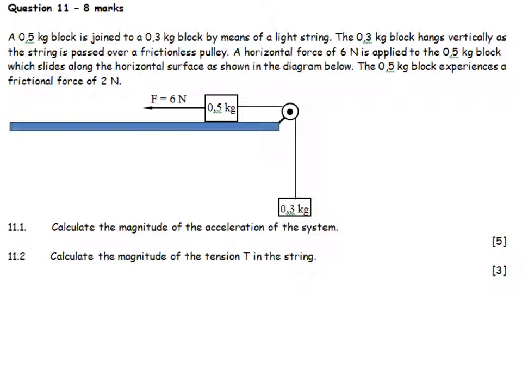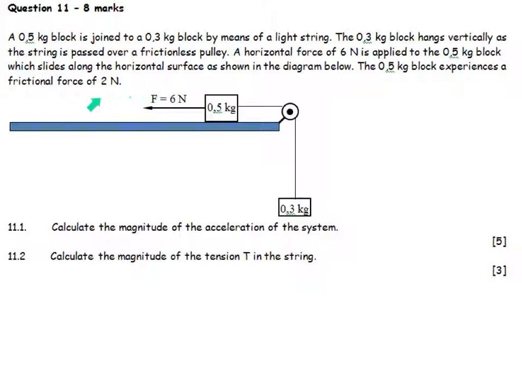Last question of the physics paper. A 0,5 kilogram block is joined to a 0,3 kilogram block by means of a light string. The 0,3 kilogram block hangs vertically on the string, and it passes over a frictionless pulley. A horizontal force of 6 newtons is applied to the 0,5 kilogram block, which slides along the horizontal surface as shown in the diagram below.